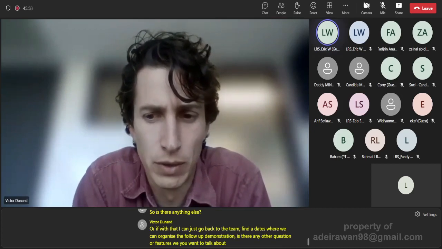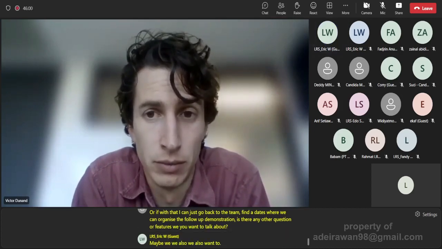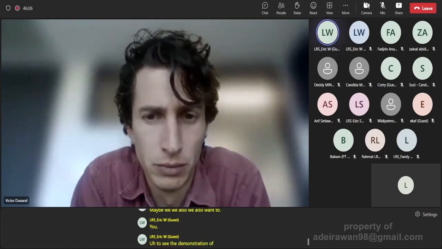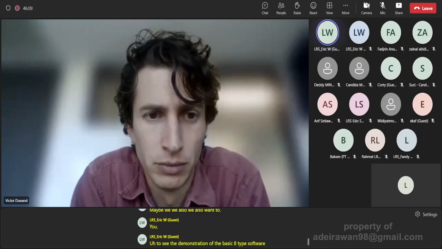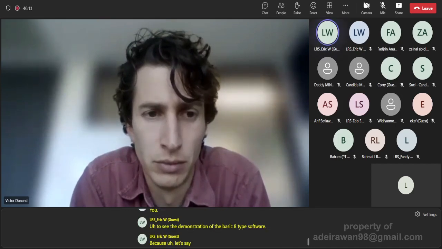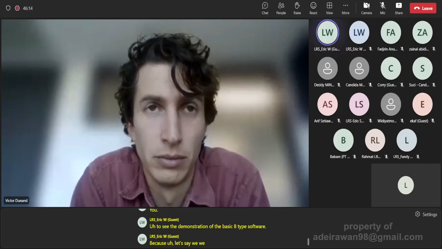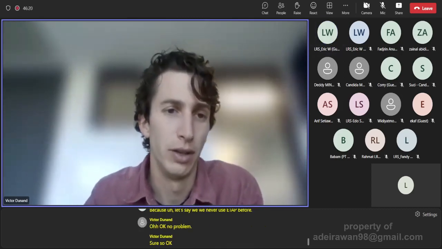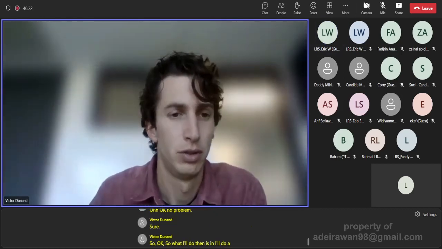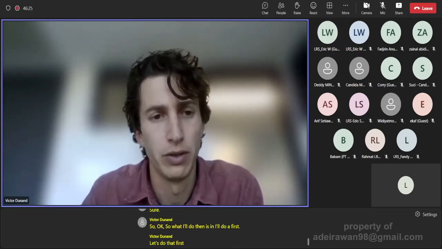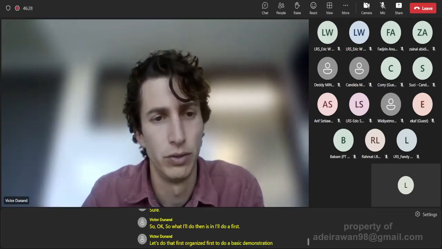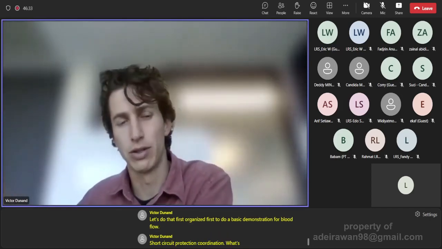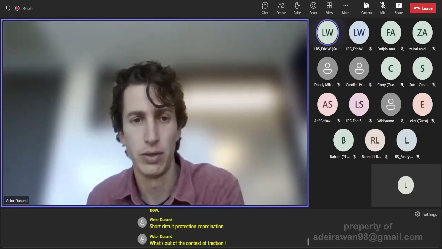We also want to see the demonstration of the basic ETAP software, because let's say we never used ETAP before. Oh, okay, no problem. Sure. So what I'll do is organize first a basic demonstration for load flow, short circuit, protection coordination, outside of the context of traction. Let's do these first.